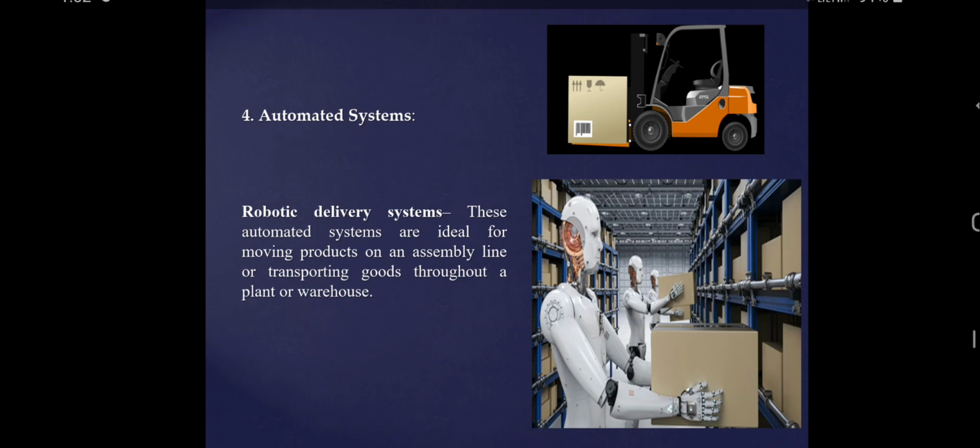Automated systems, robotic delivery systems. This type of system is very expensive only one time, but it will be really helpful in places where manpower cannot reach, like places which are very harmful or hazardous. In those places, we can use robotic systems.